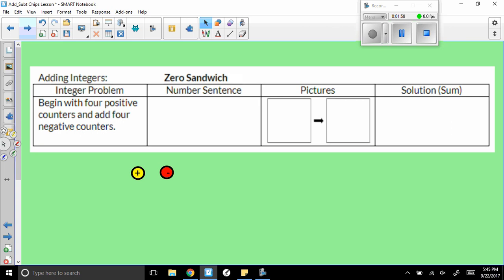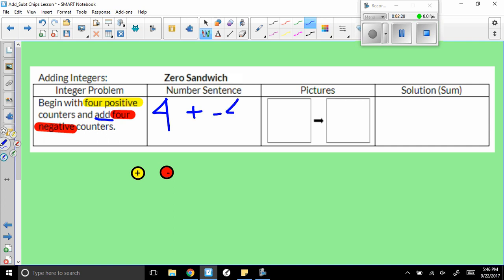So here I have an integer problem with words, and I'm going to pick out the important information. It says that I'm going to begin with 4 positive counters, and then I'm going to add 4 negative counters. So let's turn that into a number sentence. Well, if it's positive, I'm going to use a positive 4, a plus sign for add, and then I'm going to put negative 4 for those 4 negative counters.